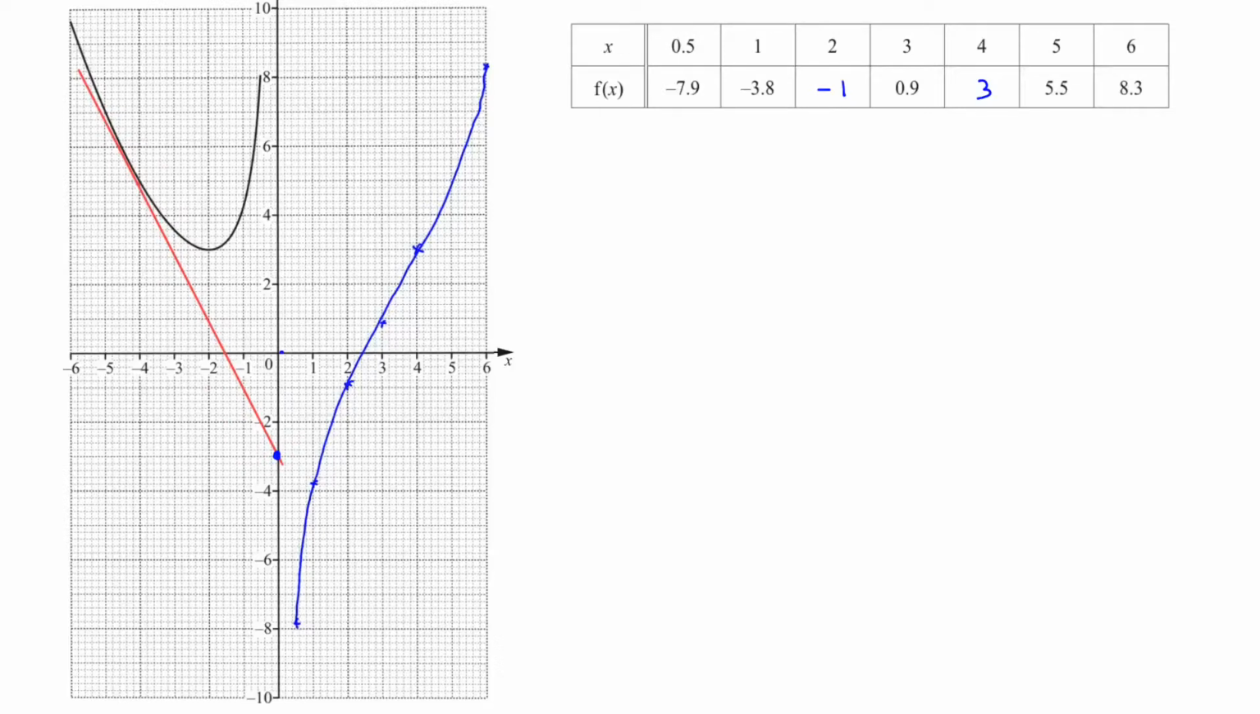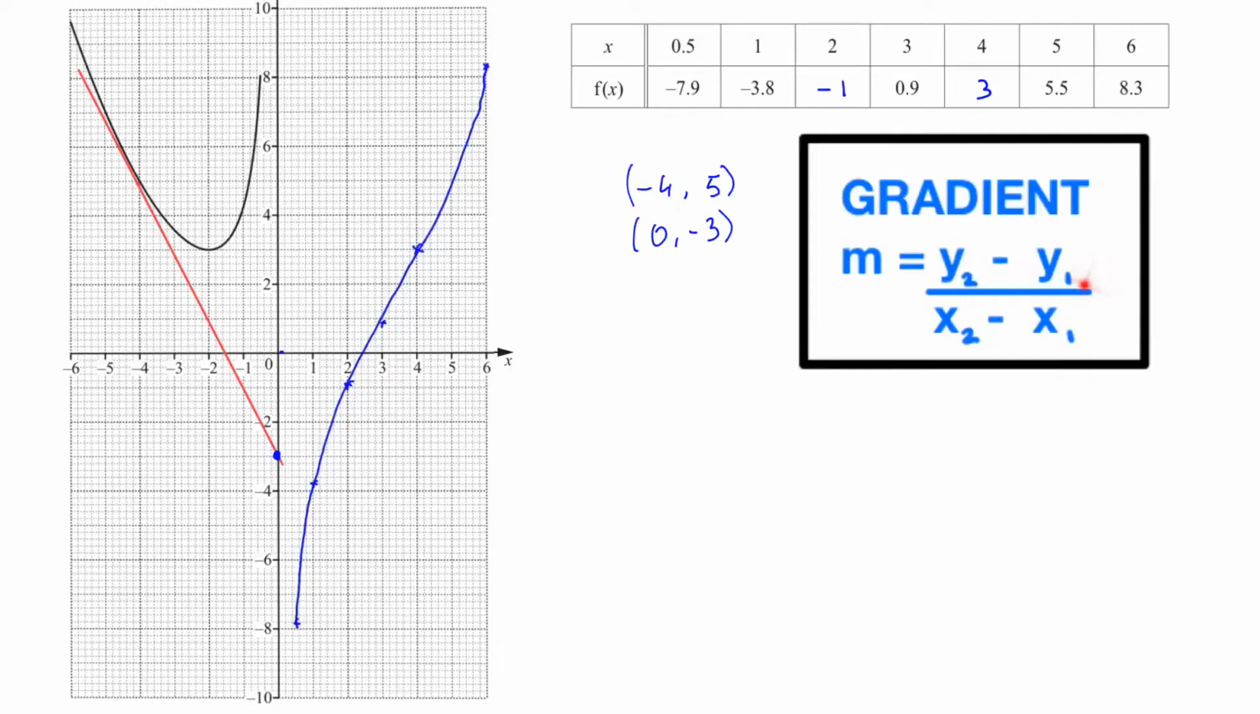We are supposed to estimate the gradient. For that, we need 2 points. 1 point has already been given to us, -4 and 5. The other point we can choose from here, 0 and -3. To find the gradient, we use the formula y2 minus y1 over x2 minus x1. So 5 minus -3 over -4 minus 0, and you will get the answer -2. So that is your gradient.